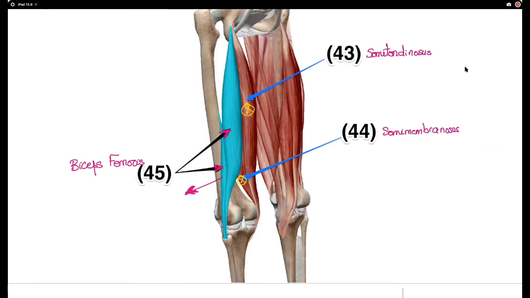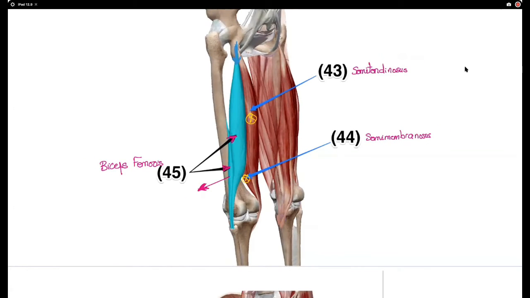If you notice on here, they all travel behind the hip joint. Traveling behind the hip joint, what action would they be performing? They would pull the thigh backwards. So they are helping the gluteus maximus to perform extension of the thigh at the hip joint.